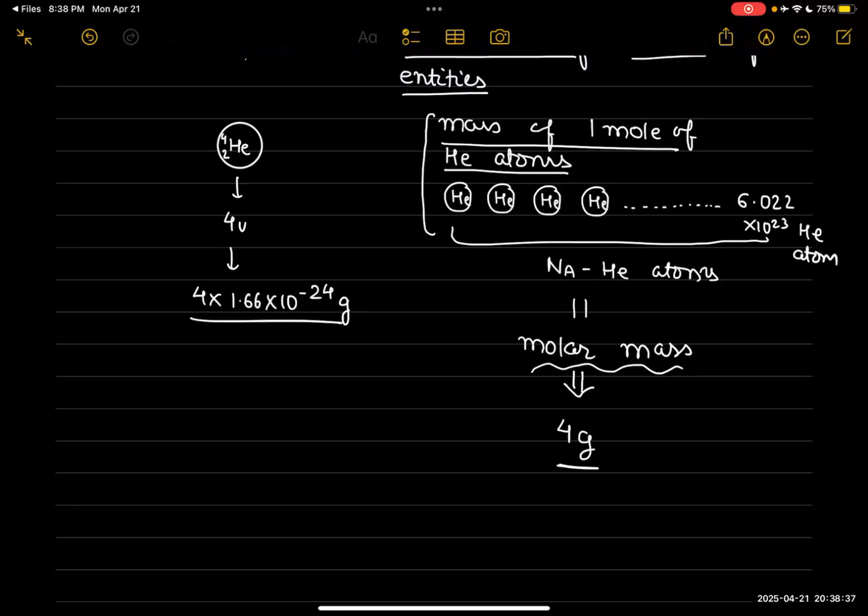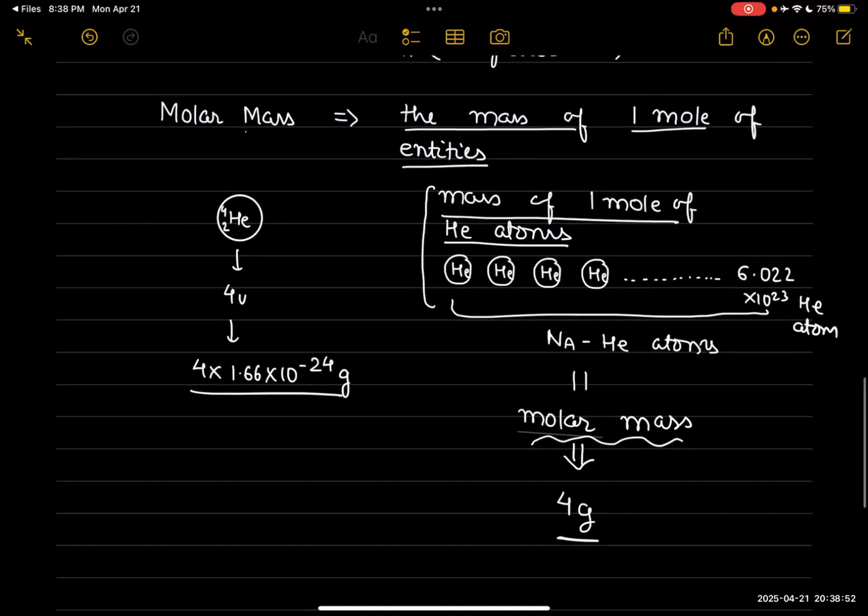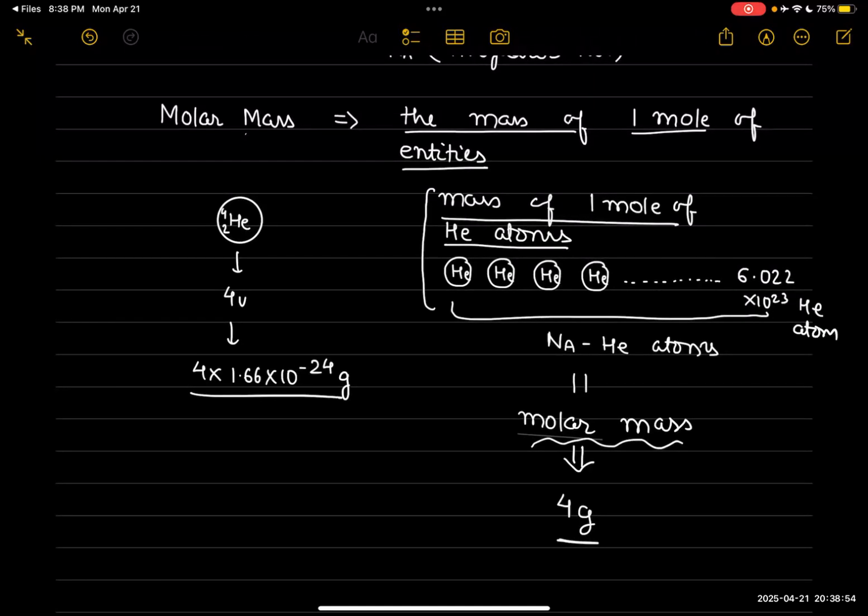Yes, sir. Right. So I hope this is clear. You understood very well, in spite of your not feeling well. So I really appreciate your efforts. Keep it up. So this, I hope, is clear. Okay, molar mass.